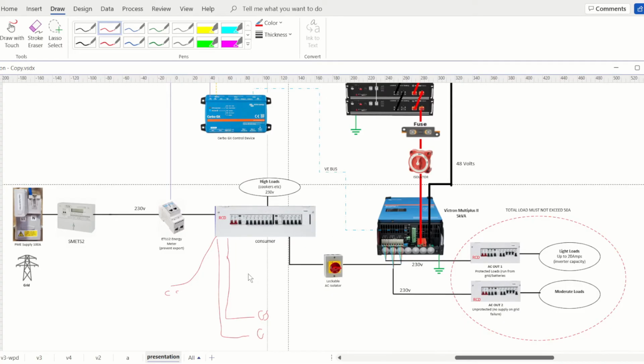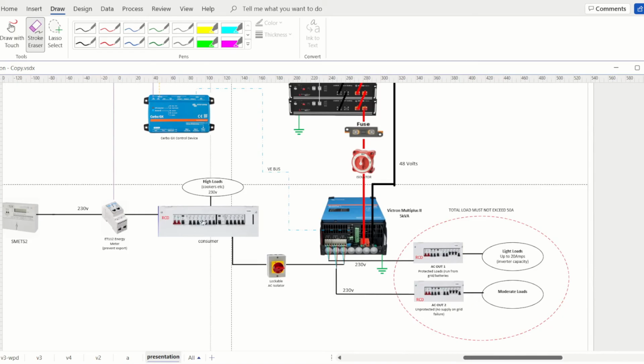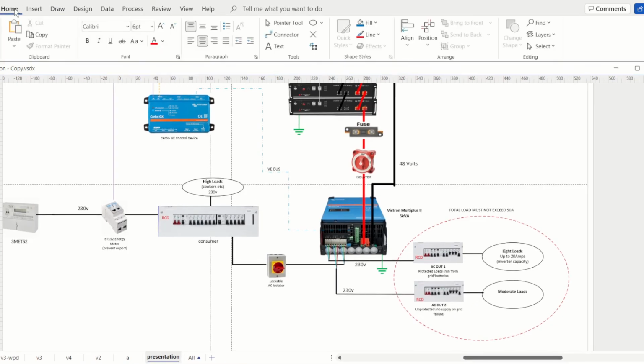In this diagram, you don't really need AC output 2 any longer, because you can just hang all your heavy loads, or loads that you don't care about being protected, off of the upstream consumer unit. So you don't actually need to use AC output 2 at all. All of your existing loads will just run here, and you just use AC output 1 for your light loads, or what we'd call the protected loads.